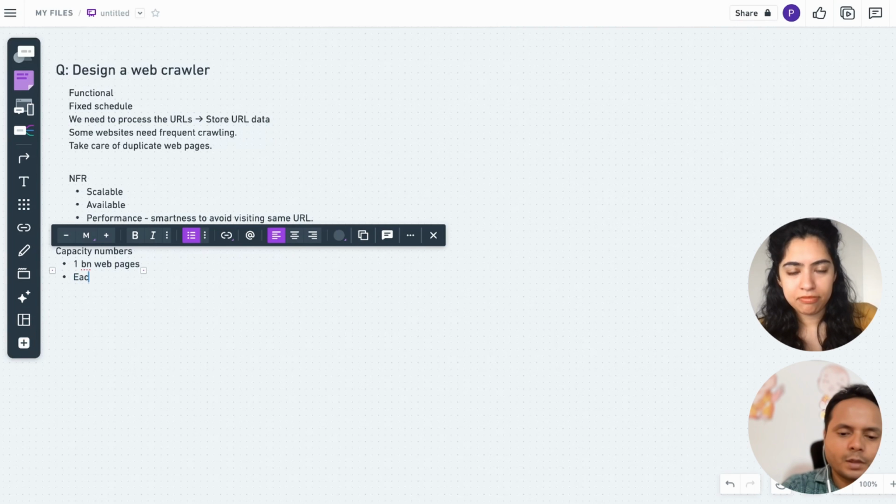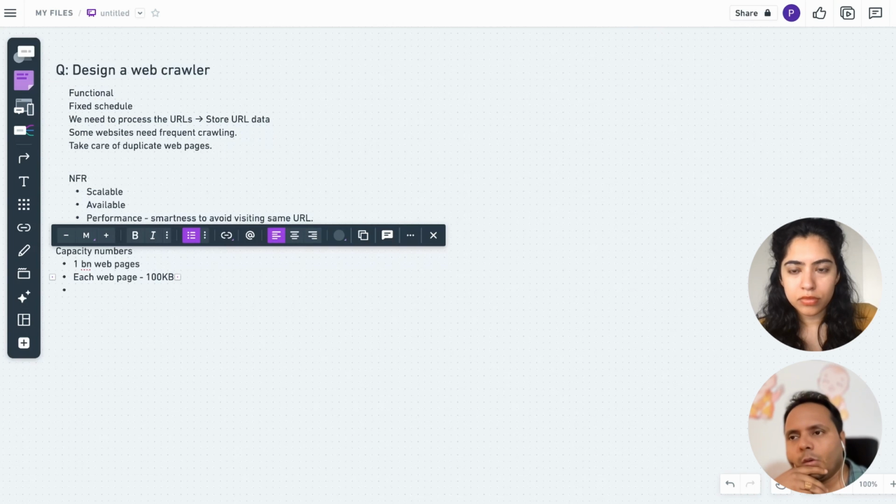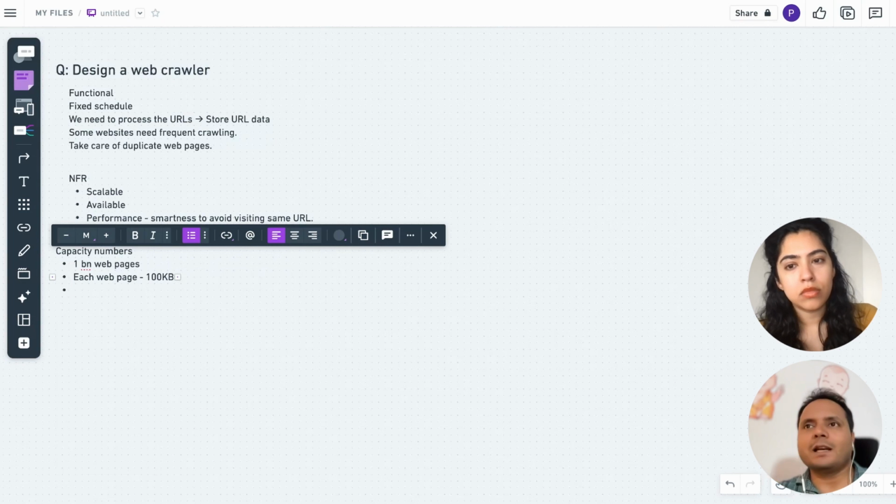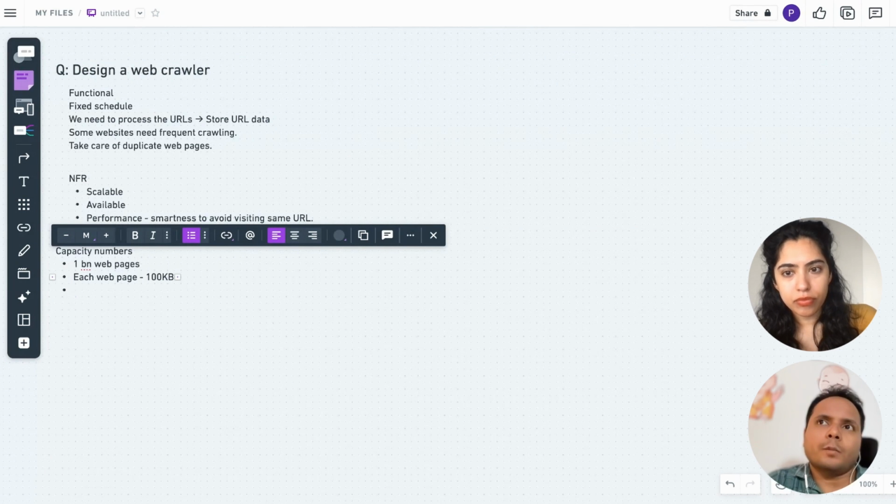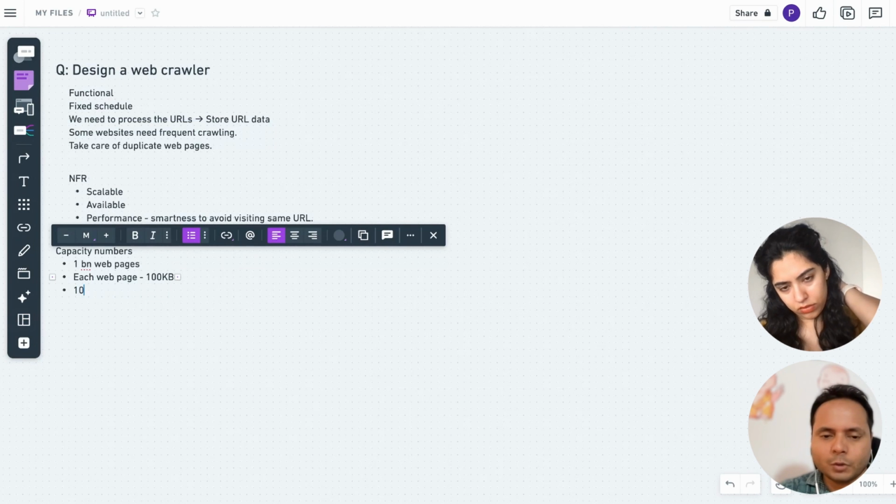Since I can make certain assumptions, each web page I would say is around 100 KB. 100 KB should be fine. This is the average size of a web page that I'm considering. Assuming there is some frequency, on average we crawl every 10 days or maybe a week. Obviously, for certain websites the crawling will be more frequent, but on average, let's say a week, we are refreshing this. So we have 1 billion.